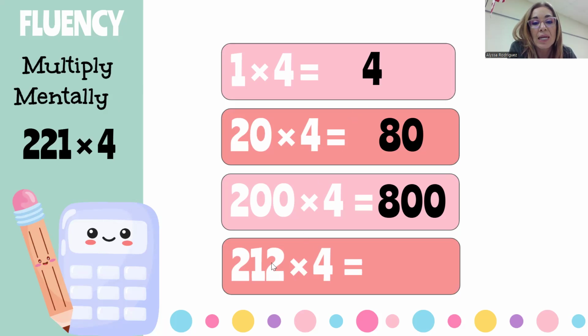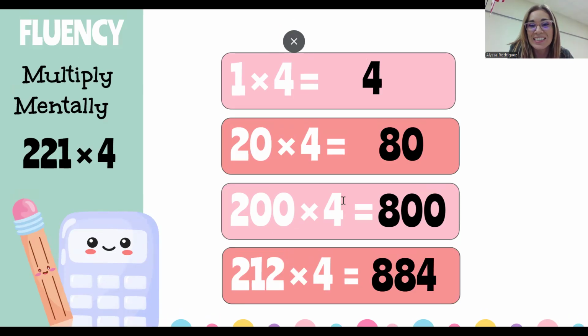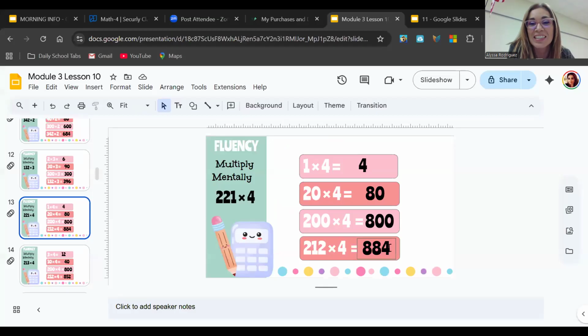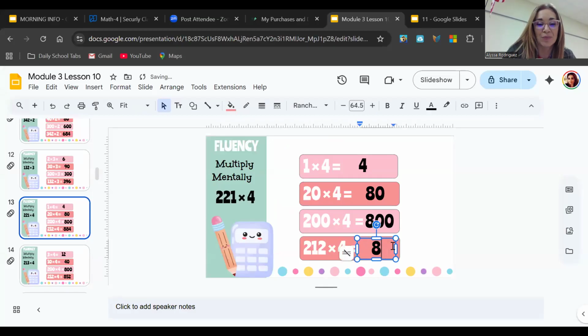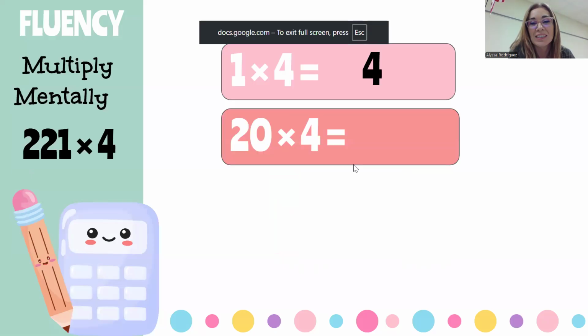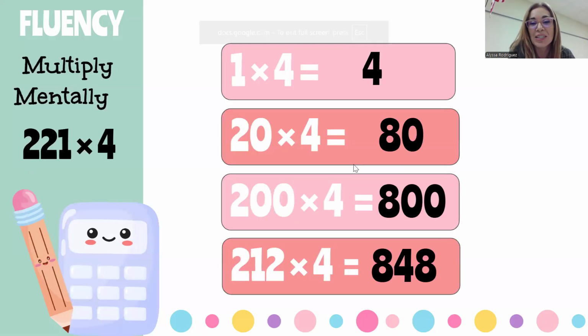4 times 2 is 8. 4 times 1 is 4. 4 times 2 is 8. So the answer should be, that is also, oh my goodness. All the mistakes on this one. It should have been 848. Wow. You just know that even adults make mistakes. Adults make mistakes.